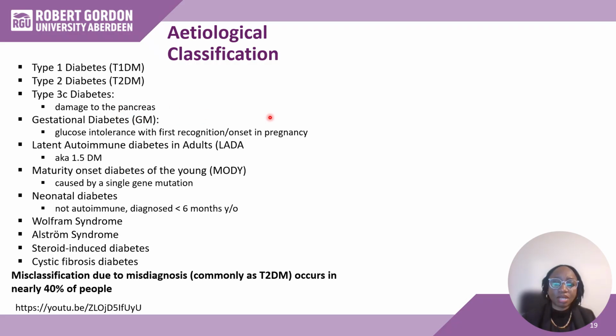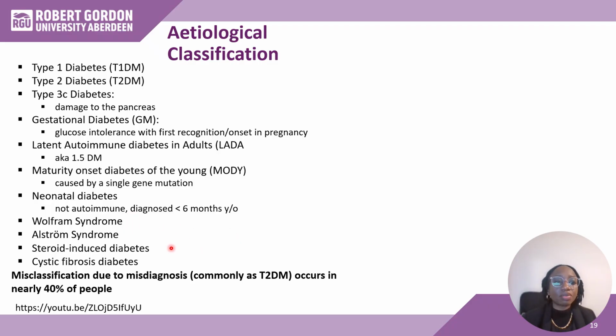We have type 3C diabetes, which results from damage to the pancreas. We also have gestational diabetes, which is glucose intolerance first recognized during pregnancy. Then we have LADA, which is latent autoimmune diabetes in adults. And then we also have maturity onset diabetes of the young, also known as MODY. It's caused by a single gene mutation. That's really important to know. We also have neonatal diabetes, diagnosed in an infant who's less than 6 months old.